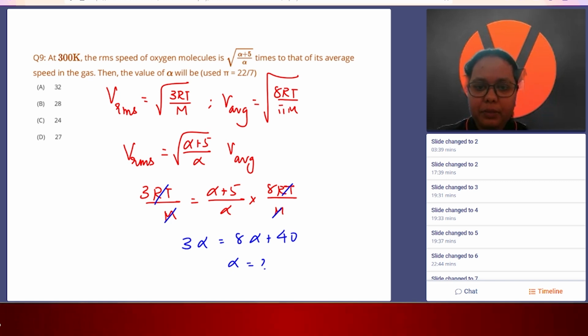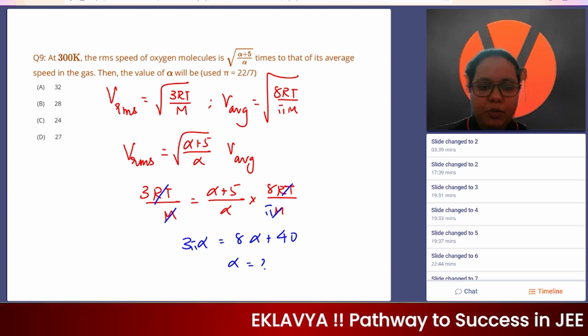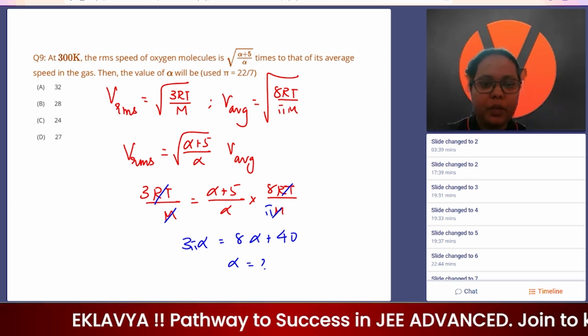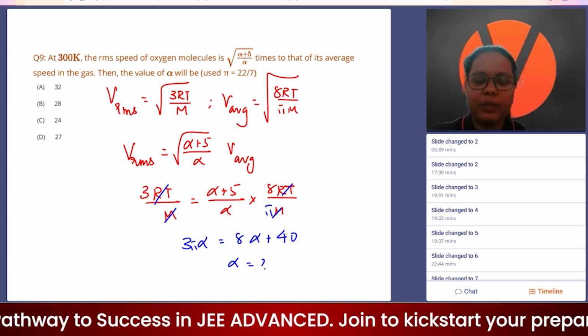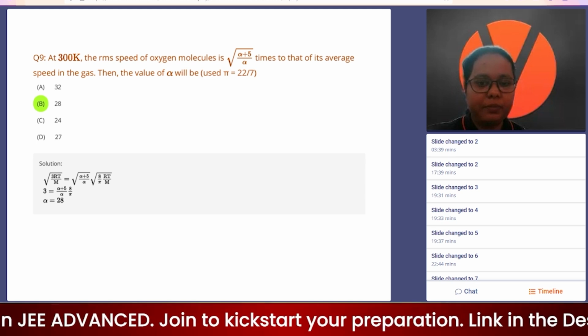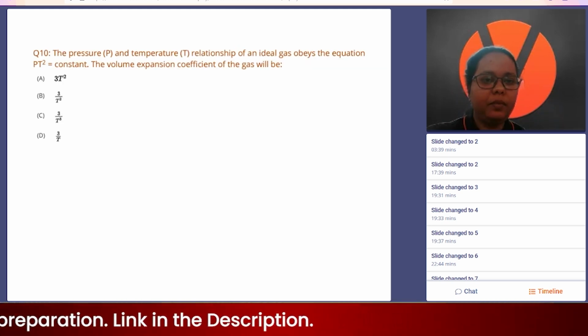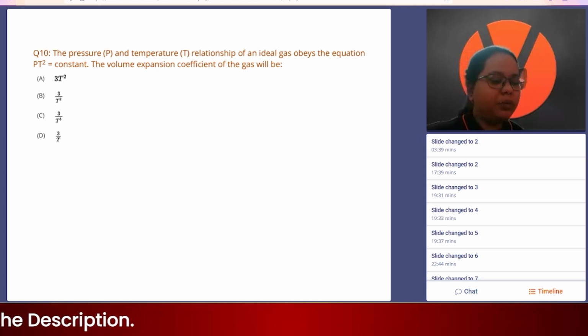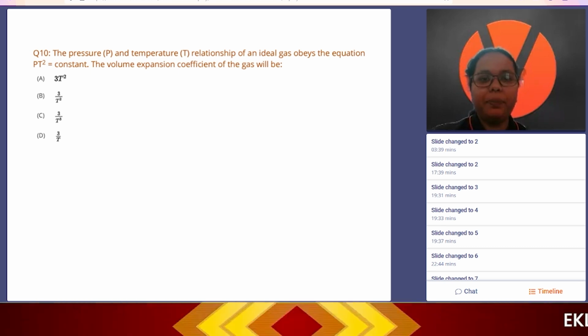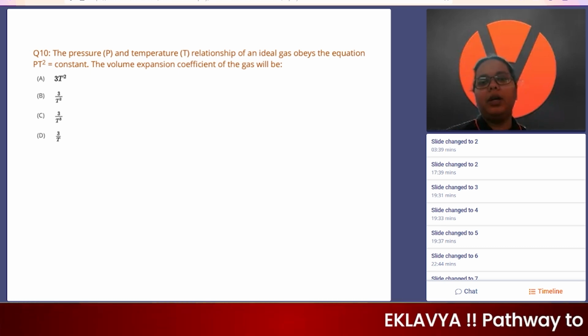So here I missed pi, it seems. So 3 pi alpha. You just do the calculation and find out what alpha is. Okay, now the next question is about the pressure P and temperature T.